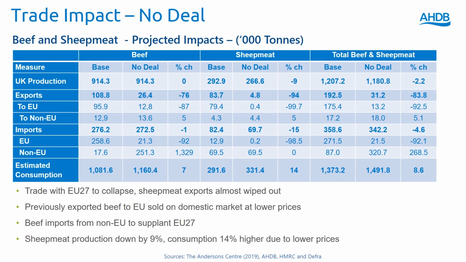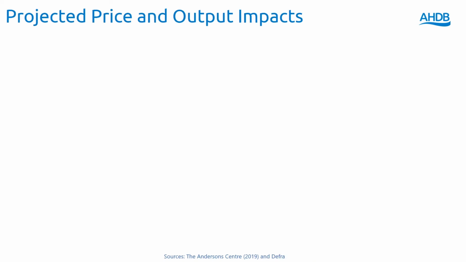And in terms of the sheep meat sector, we're particularly seeing major impacts there. Production down by an estimated 9%. And whilst consumption would increase because prices will be down, it still won't compensate for the overall impact of a no-deal Brexit.